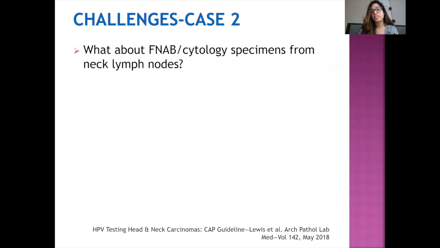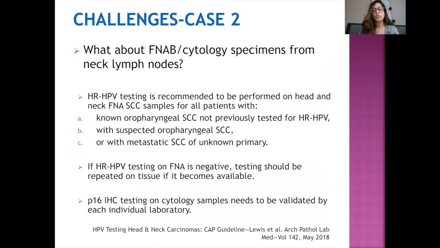And finally, how do we deal with cytology specimens? Because we often get that from lymph nodes that they suspect are metastatic. And this is actually quite tricky. Very specifically, high-risk HPV testing is recommended to be performed on head and neck FNA samples. Again, you still have to prove that that metastatic tumor is a squamous cell carcinoma. If it's an adeno, if it's a neuroendocrine, does not apply. But if it is squamous cell carcinoma in a neck lymph node, and the patient either has a known oropharyngeal squamous that was not previously tested, or there is a suspected oropharyngeal squamous cell carcinoma.